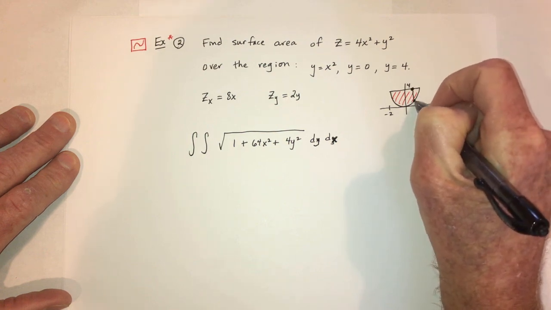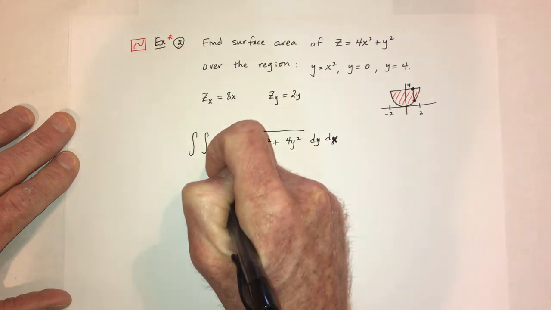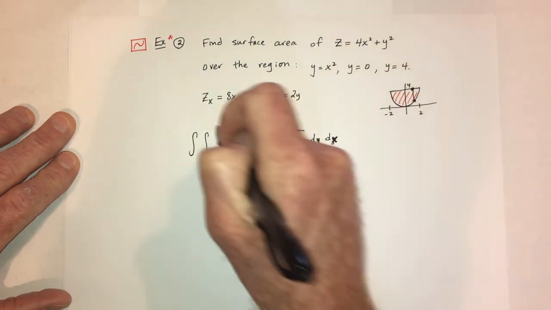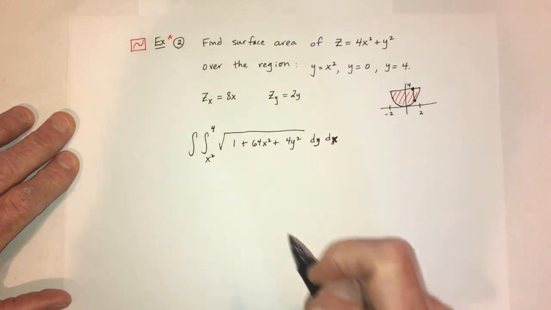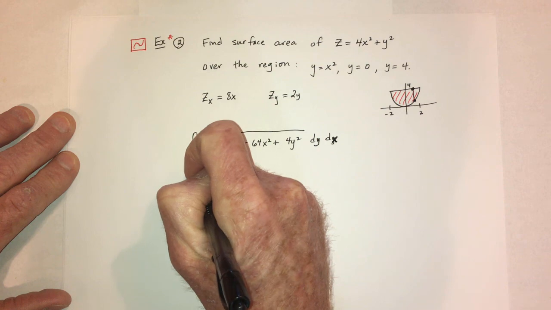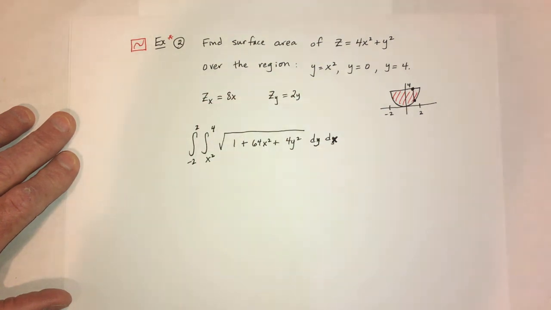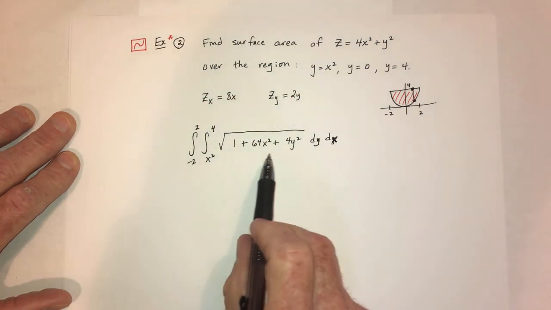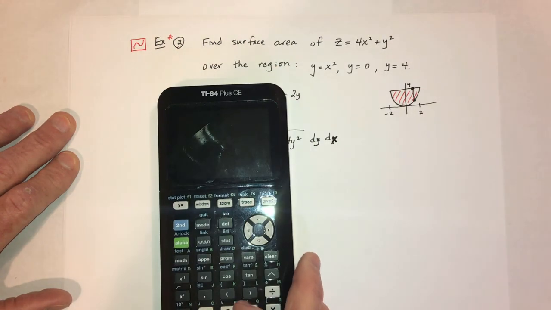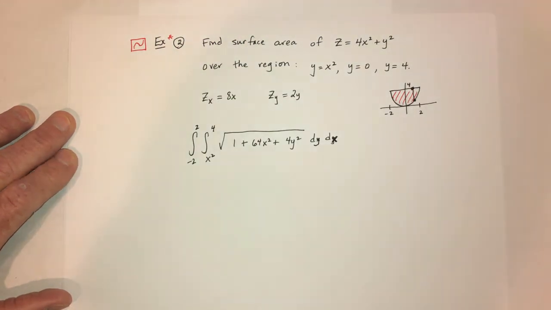So the smallest value is the parabola. So that's when y equals x squared. And then the biggest y gets is 4. And then as far as x's, they range from -2 to 2. Now because this integral has 2 variables, I can't use one of these. So we need to use a computer.